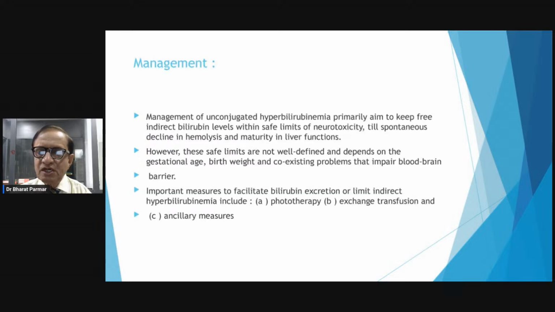The management of neonatal jaundice. The management of unconjugated hyperbilirubinemia primarily aims to keep the free indirect bilirubin level within a safe limit of neurotoxicity till spontaneous decline in hemolysis and maturity in liver function. However, these safe limits are not well defined and depend on the gestational age, birth weight, and coexisting problems that impair the blood-brain barrier. The important measures to facilitate bilirubin excretion and limit indirect hyperbilirubinemia include phototherapy, exchange transfusion, and ancillary measures.